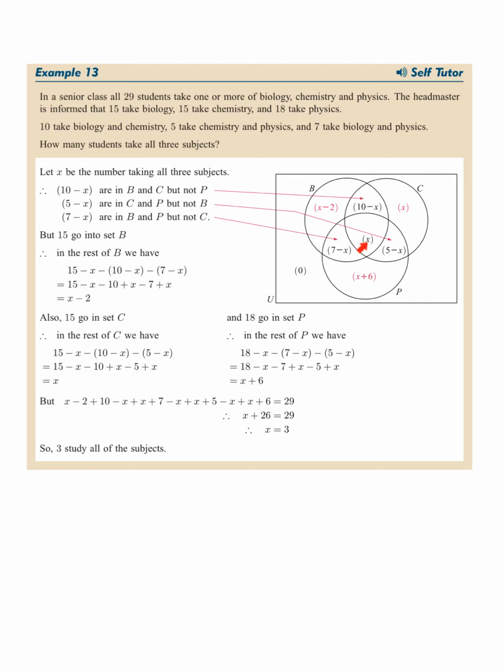If we put an X in there, we know that within this region, that's the intersection of biology and physics. They told us here that biology and physics is 7. So if we say that's X, that must be 7 minus X, because the whole thing adds up to 7. 7 minus X plus X is 7.